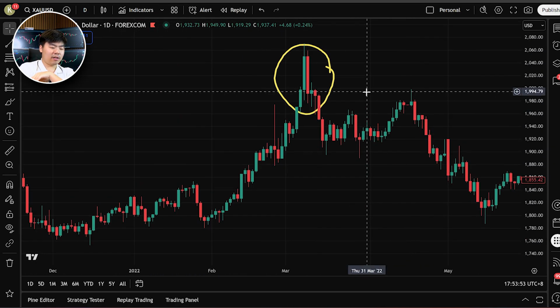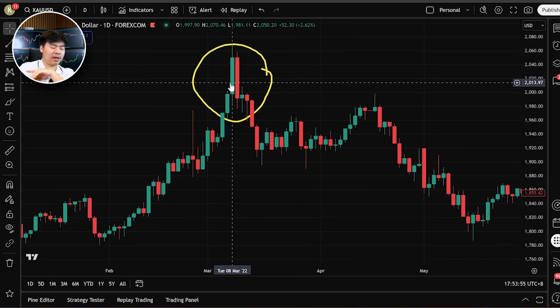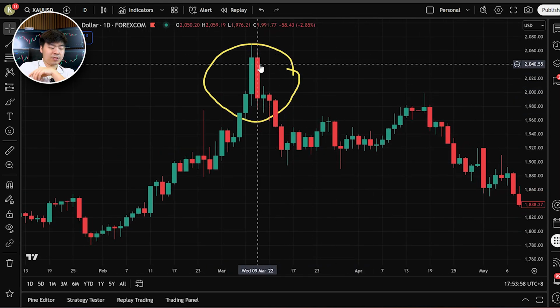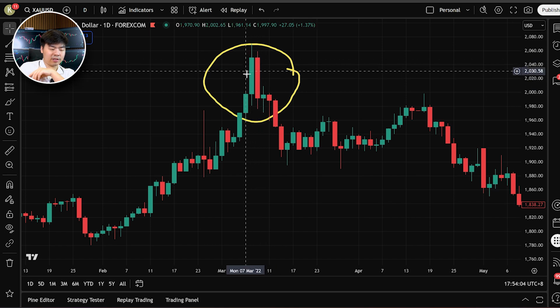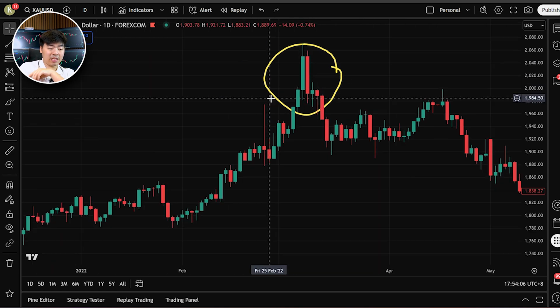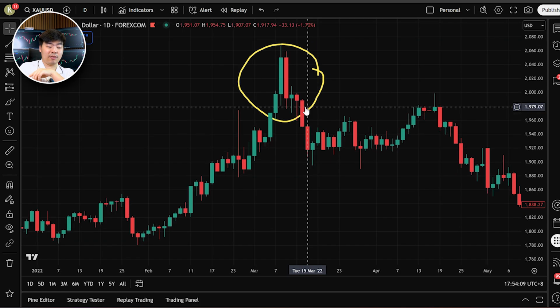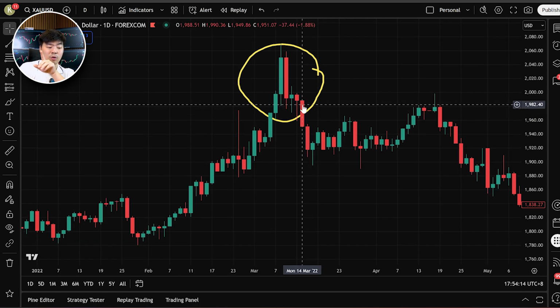Okay, check again. This is the next candlestick pattern. This is a bearish engulfing. You can see the red candlestick body engulfs the green candlestick body on the left. It means this is a bearish signal. It's a signal that indicates that the market is about to go down.